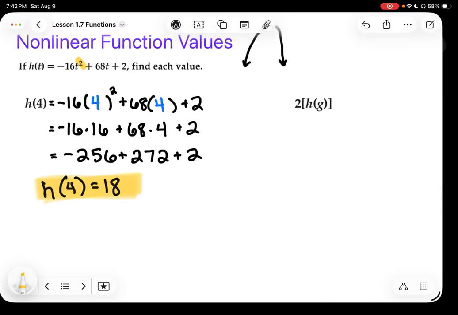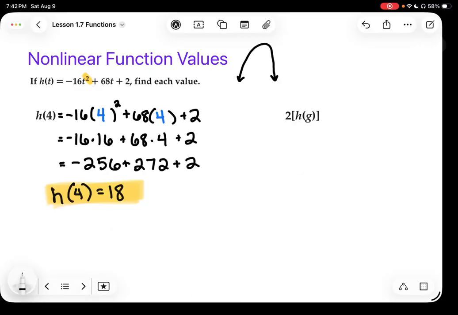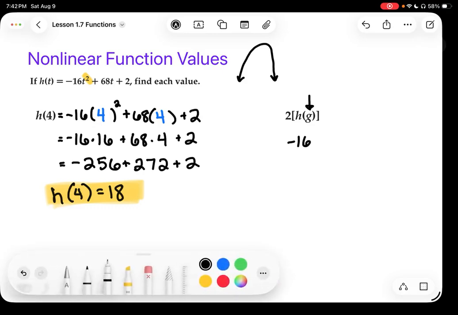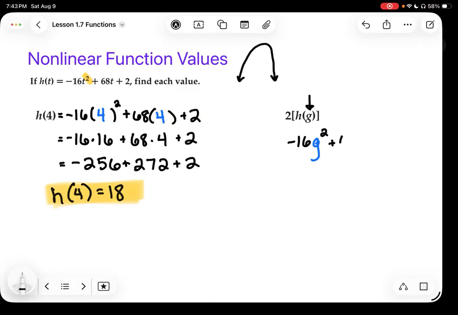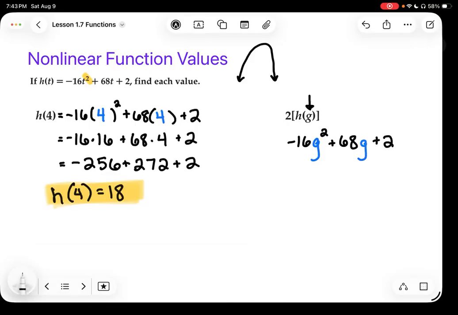Now this one looks a little bit different, this 2h of g, and you may be thinking at first, like, what? There's not even a number to plug in there. What does this h of g even mean? Well, it means the same thing h of 4 did. It means replace the variable with whatever's in the parentheses, and what's in the parentheses is g. So it means replace all those t's with g. Well, that seems easy enough. It'll be negative 16g squared plus 68g plus 2.